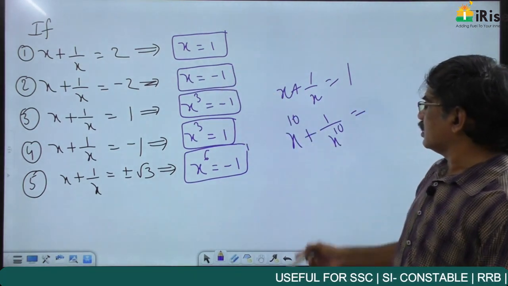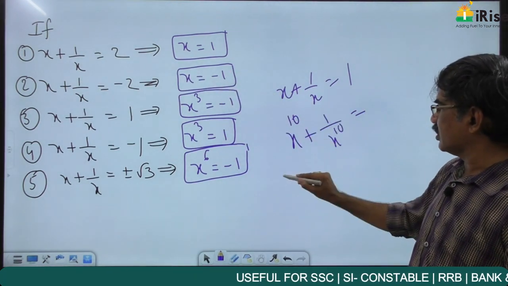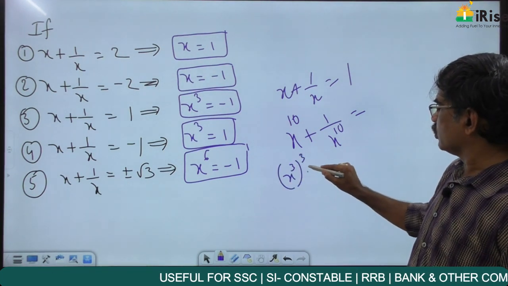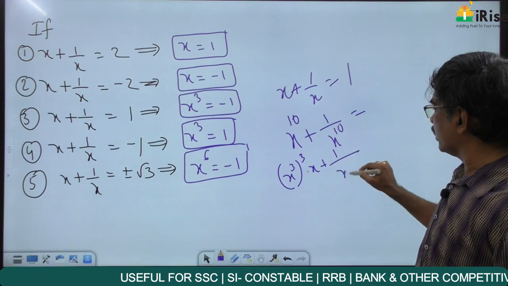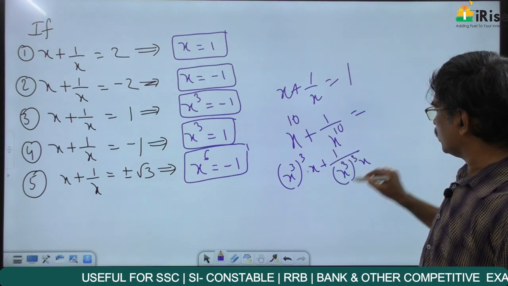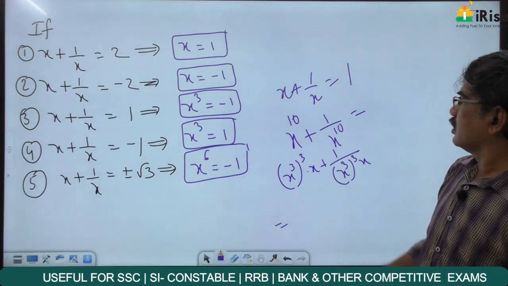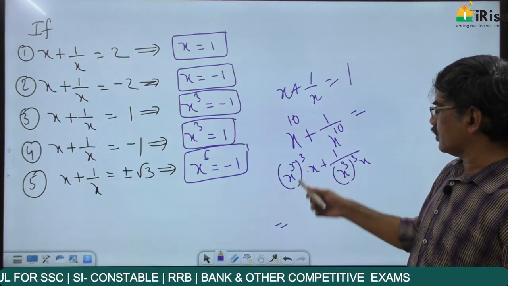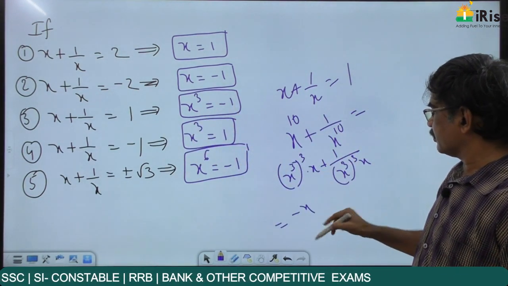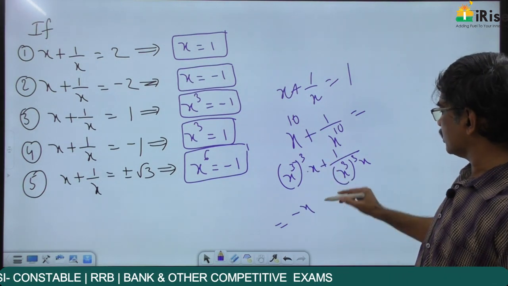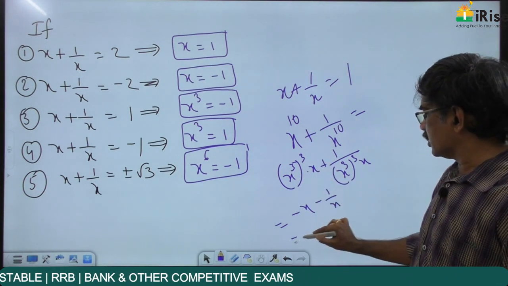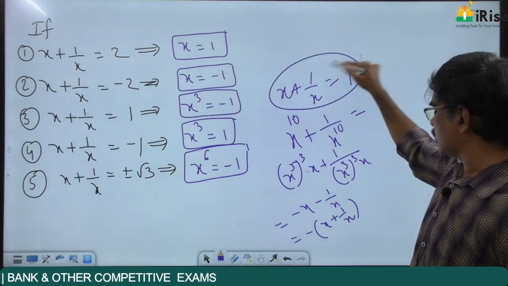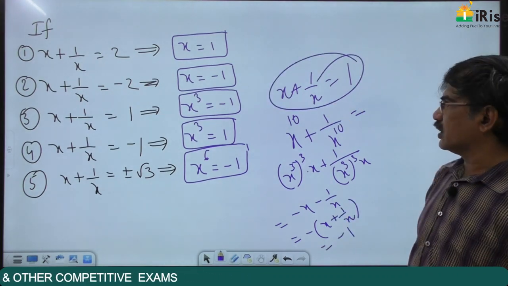Based on this, we can solve this question easily. This can be written as x cube whole cube into x plus 1 by x cube whole cube into x. If x plus 1 by x is 1, x cube is equal to minus 1. So this is minus 1 whole cube, which is minus x. Minus 1 into x, this is also minus 1 by x. Just by taking x plus 1 by x common, already you know x plus 1 by x is 1. So the answer is minus 1.